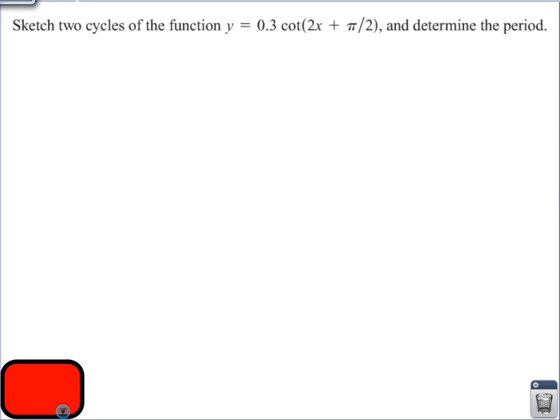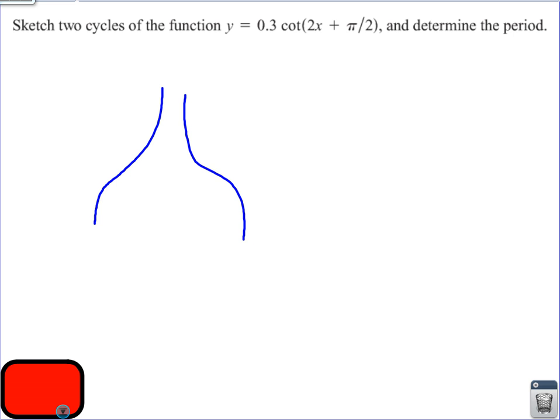There we go, just working a couple of these. Sketch 2 cycles of the function y equals 0.3 cotangent of 2x plus pi over 2. Let's just talk about transformations here. Let's talk about everything that's going to happen. We know what the cotangent graph looks like. You take your tangent graph and pretty much flip it over, and that's going to be your cotangent graph.